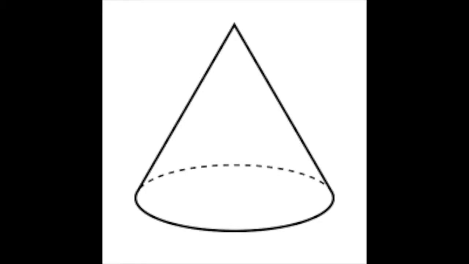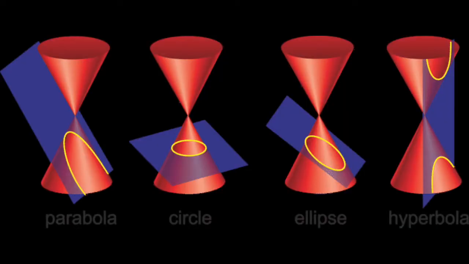A conic section is the intersection of a plane and a cone. By changing the angle and location of intersection, we can produce a circle, ellipse, parabola, or hyperbola.